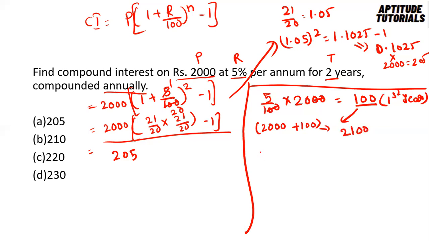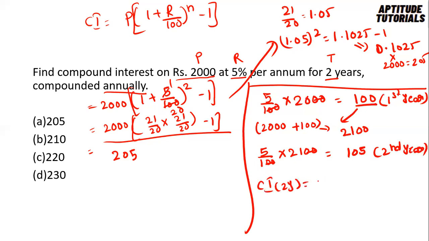Okay. So for the second year, you will be taking the same rate of interest, but you will not consider upon 2000. You're going to consider upon 2100, the updated principal. Okay. So this is nothing but 105. And this is the interest for second year. So if you want to find out the compound interest for 2 years, then first year you got 100 rupees. Second year you got 105 rupees. Then the total value is nothing but 205 rupees. So answer is the same.